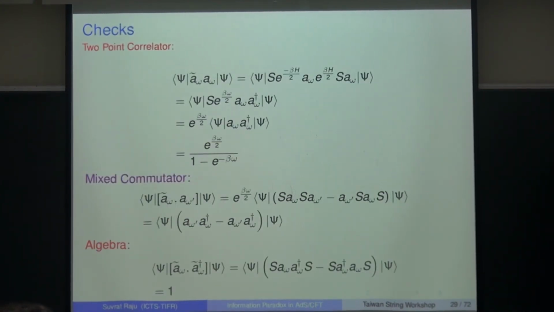So let's look at the 2-point correlation function. So let's look at A tilde into A omega. And the way that works is, I think I missed some minus signs. So there should be some minus signs here which I missed. Okay, so sorry about that. But anyway, you have factors of S, and you have some factors of the Hamiltonian.